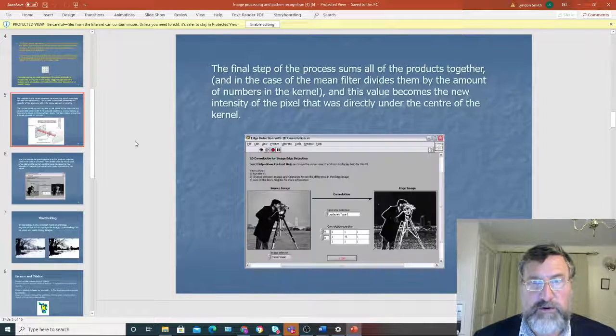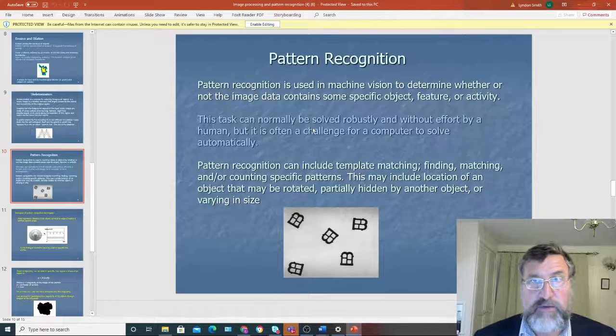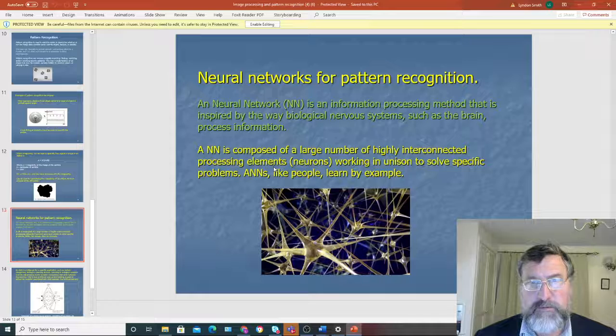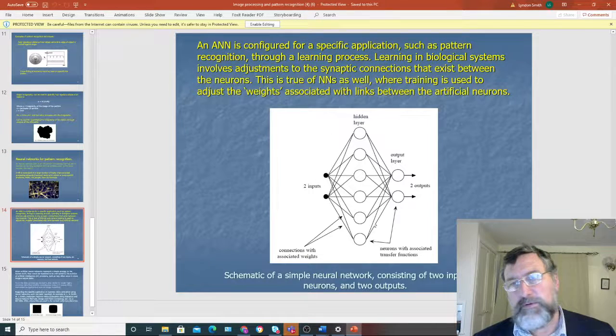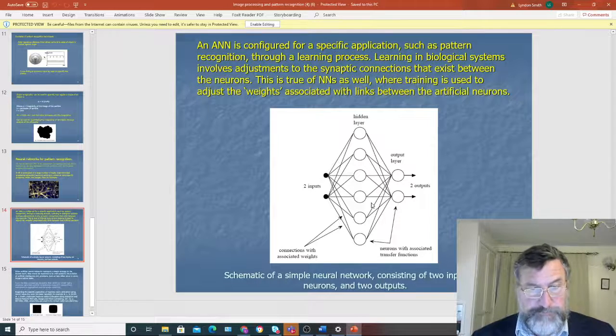So the convolution I talked about earlier, filtering, skeletonization I talked about before. Okay, there we go with pattern recognition. That could be template matching you could be doing there, but the problem is when they rotate. There's the diagram for the polar signature, irregularity we talked about before. So neural networks. This could be a typical kind of diagram that one might generate for it. So here you have the neurons and the weights between them, and of course, the way the neural network models things is to adjust the weights, which are just multipliers.